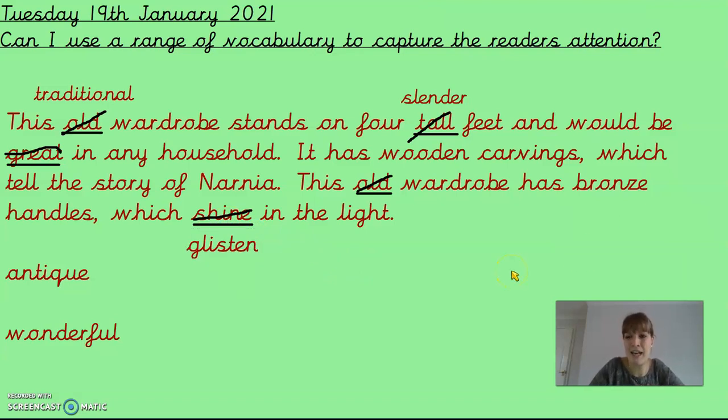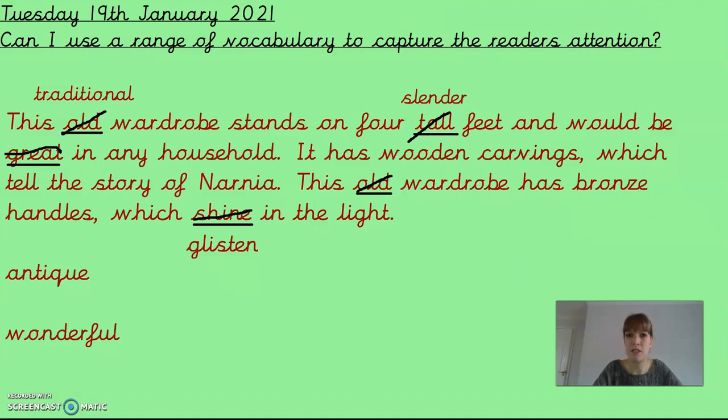I'm just going to read it back to you, and I just want you to sit and think for a minute about how is that better? Is it an improvement? Why is it an improvement? So, this traditional wardrobe stands on 4 slender feet and would be wonderful in any household. It has wooden carvings which tell the story of Narnia. This antique wardrobe has bronze handles which glisten in the light. Now, I definitely feel that that's a massive improvement in my writing. It's engaging, it's exciting, and I think it's much, much better.